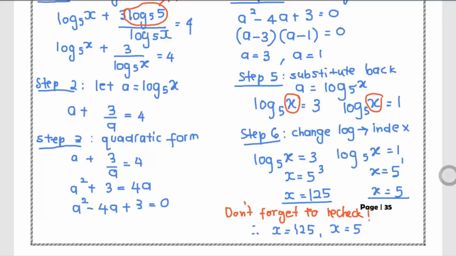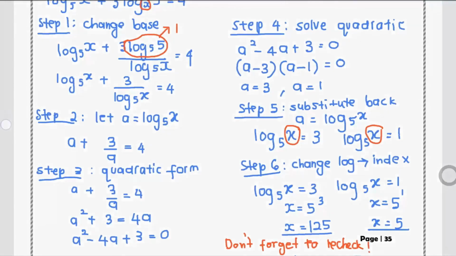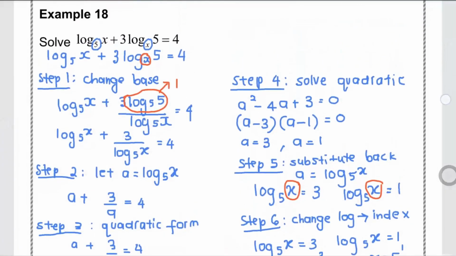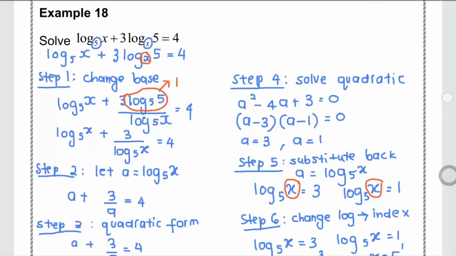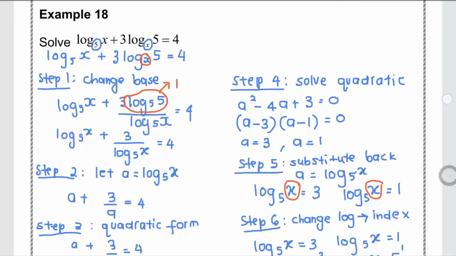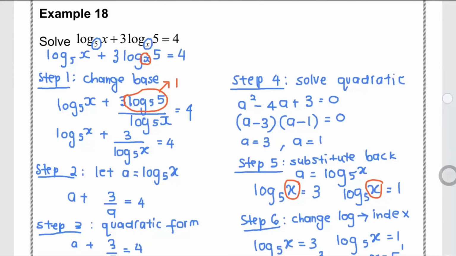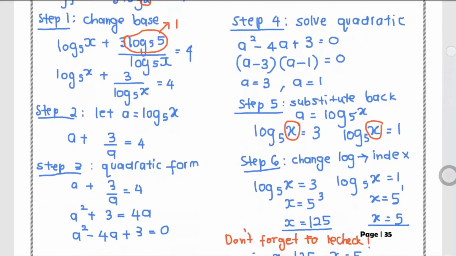So that's all for this video. Just follow the steps to solve equations involving log if we have logs with different bases. That's all. Thank you.